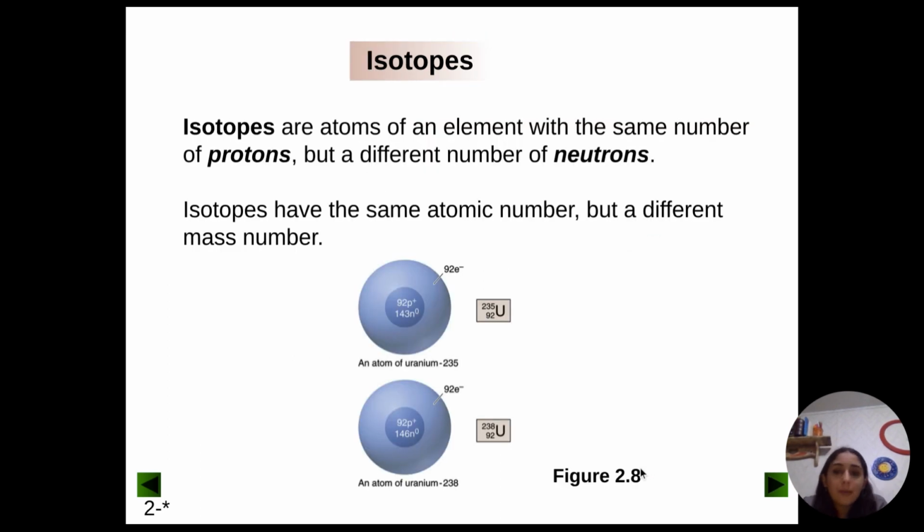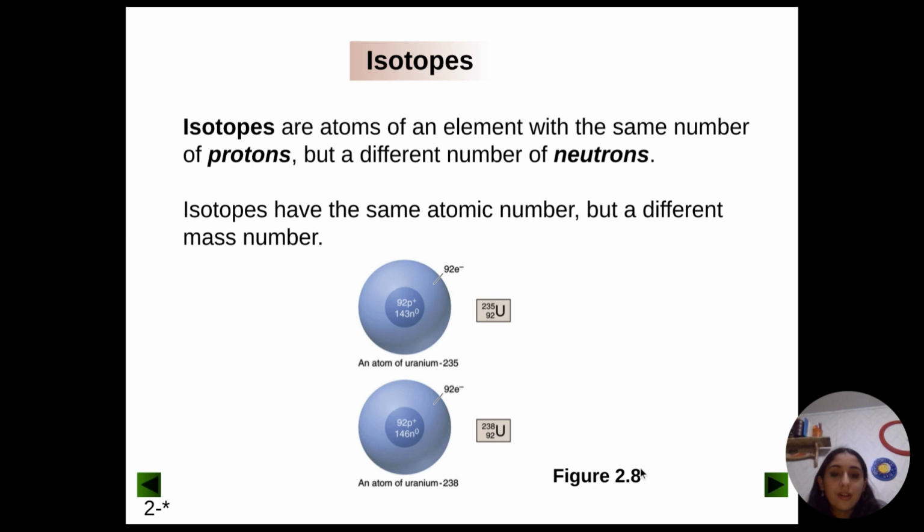Moving on, we're talking about isotopes. Isotopes are atoms of an element with the same number of protons but a different number of neutrons. So they're kind of like siblings. They're almost the same, but chemically there's differences. So isotopes have the same atomic number but a different mass number. So their atomic number is always going to stay the same. And that's how you know what element it is on the periodic table.